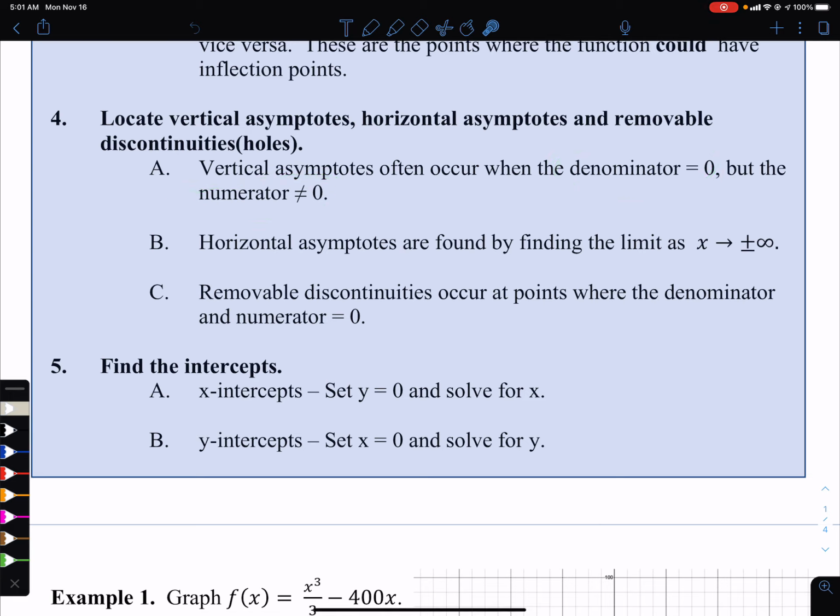You could have vertical asymptotes for other reasons. Like in logs, you have vertical asymptotes. If you know the graph of a log, you'll have that. But also, if you have a fraction, when the bottom is 0, you get vertical asymptotes in general. Horizontal, you just take the limit as x goes to infinity or negative infinity. You get the end behavior. And for removable discontinuities, I just mentioned that. They occur when the numerator and denominator equal 0, and those cancel out.